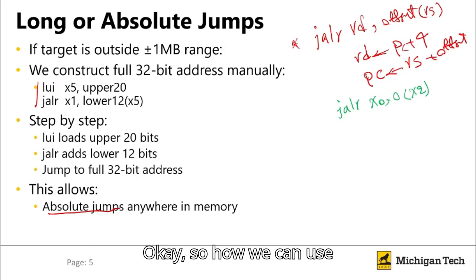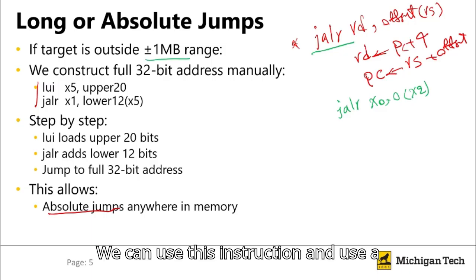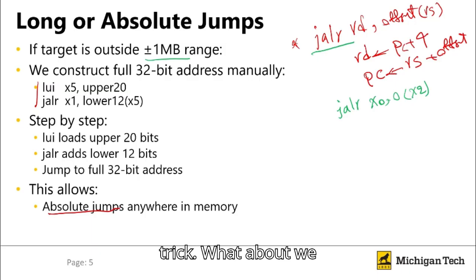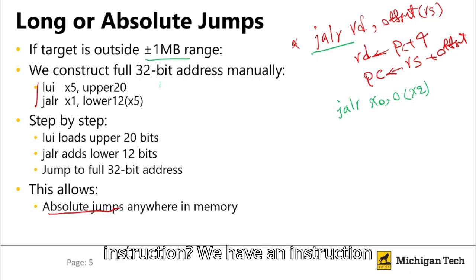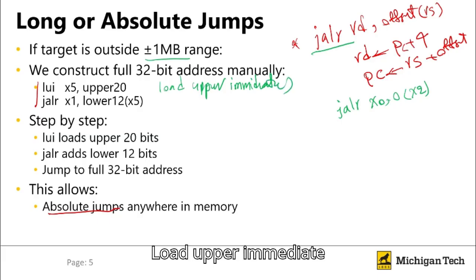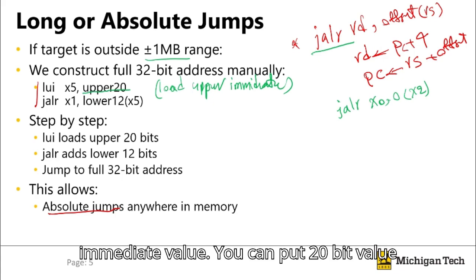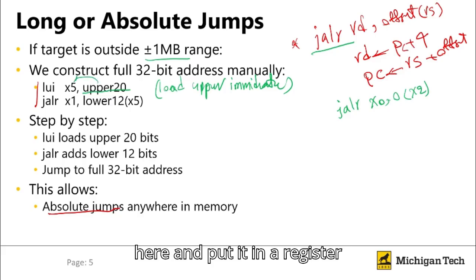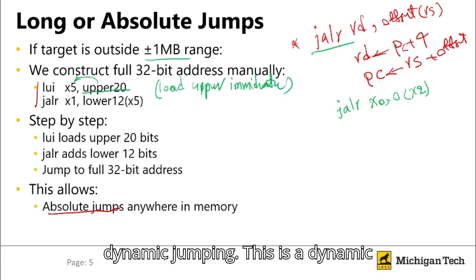Okay, so how can we use jump and link to jump more than 1 megabyte? We can use this instruction and use a trick. What about we use a load upper instruction? We have an instruction called load upper immediate. Load upper immediate has a 20-bit immediate value. You can put a 20-bit value here and put it in a register X5 and use this dynamic jumping.